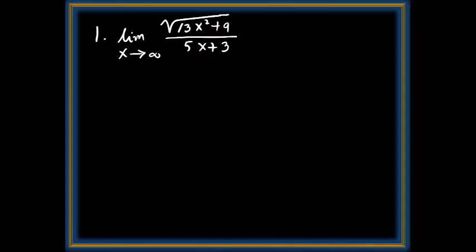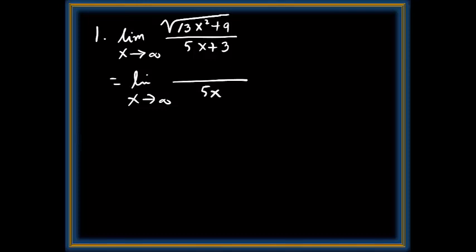We want to find the limit as x approaches infinity. In the numerator you have the square root of 13x squared plus 9, over 5x plus 3. If you look here, x is a positive number and it's a very big number. So when you have that type of situation, you can take only the higher order terms in the numerator and denominator. Higher order in the sense that x is large, so we consider 5x higher order.